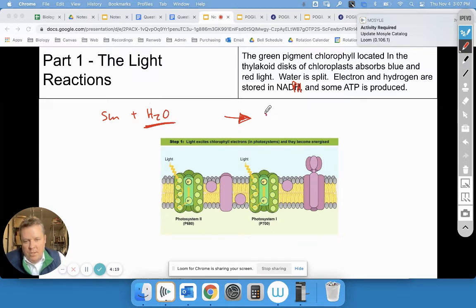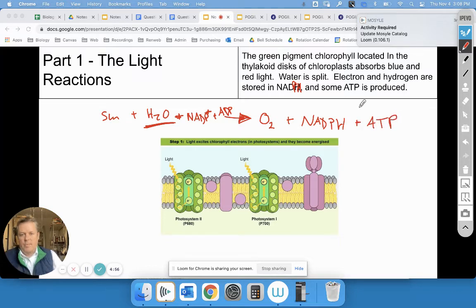And so we end up with oxygen over here, right? And when you split this, you get some hydrogen atoms, which are technically protons. We're going to combine those with one of these temporary energy or electron carriers, NADP+. And if we add some hydrogen and some electrons there, then we can get NADPH. And we also want to add in some ADP, which means we can get some ATP, right?